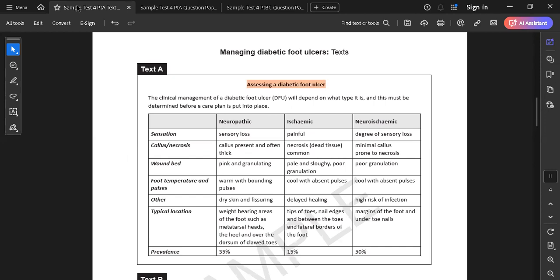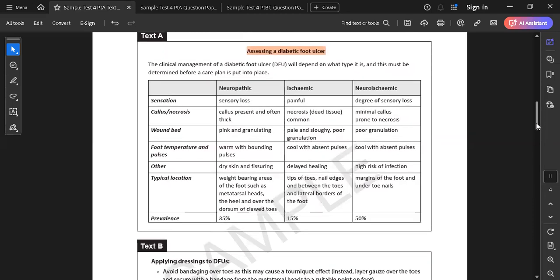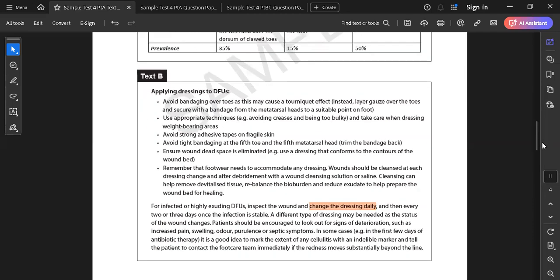So what you are going to do on this paper, let's say you are taking this test, is just try to read the title. It will give you an idea of what this section is about. With the title itself, you can understand that this is about assessing, right? So you highlight it and keep in mind that this is about assessing a diabetic. The next one is talking about applying dressing, so this is about something related to dressings. With the title itself, you get an idea.